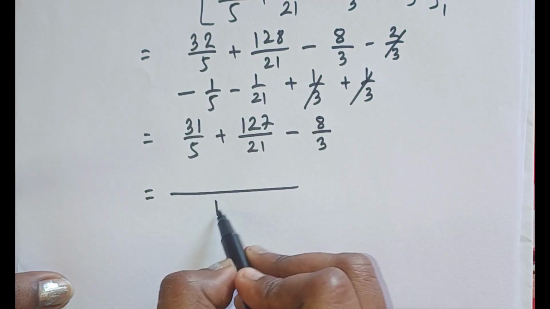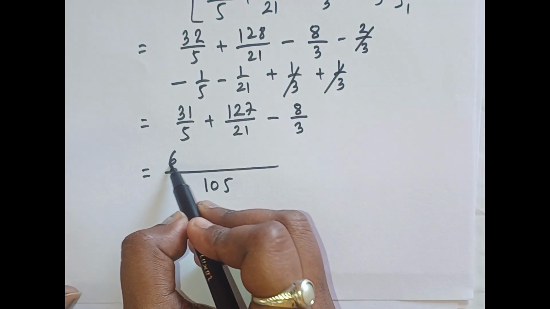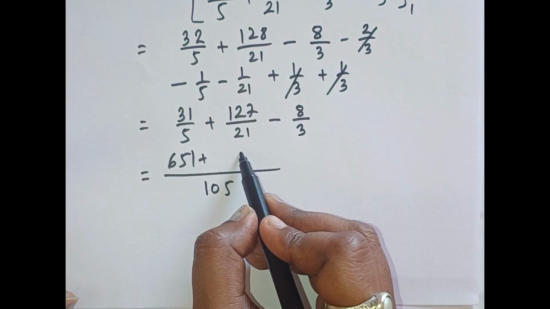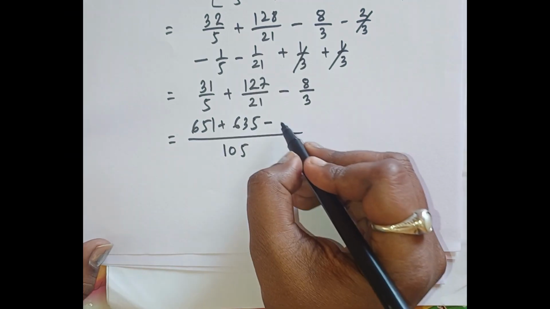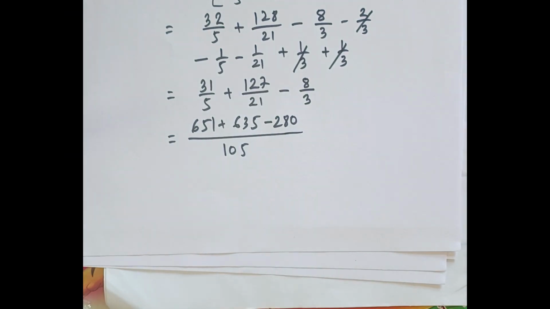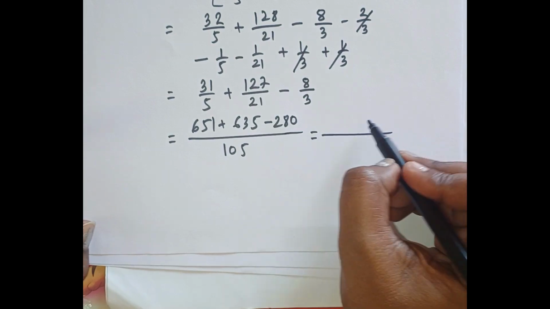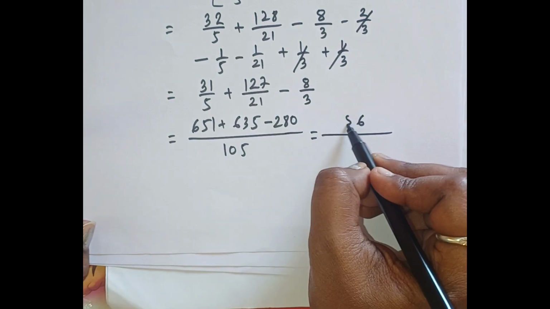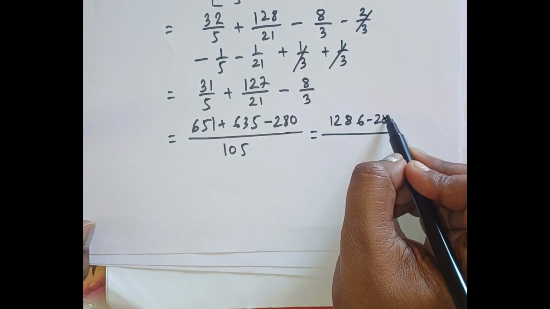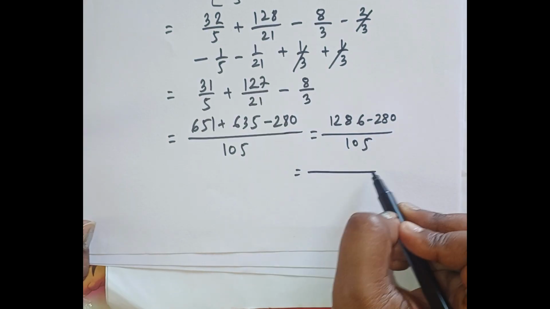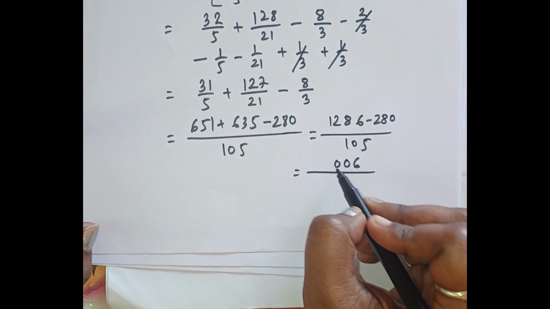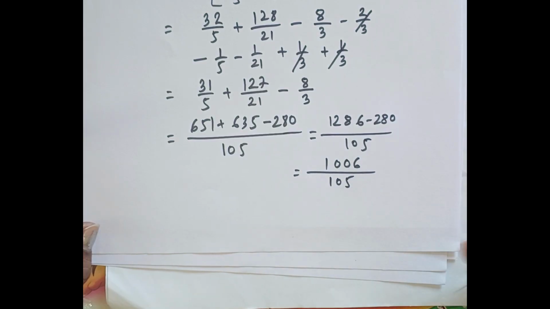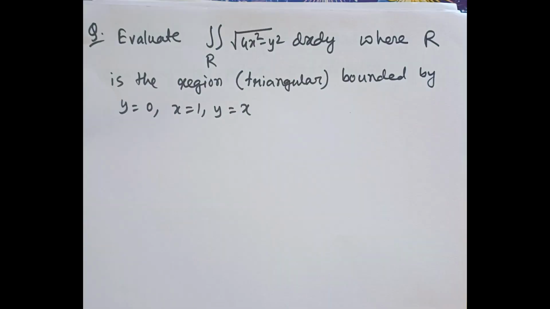So it will be, the LCM is 105, and if we calculate, this is 651 plus 5 and 3, so it will be 635 minus 280. So it will be, if we calculate, this is 1286 minus 280 by 105, and then if you subtract, this will be 1006 by 105. This is the final answer.